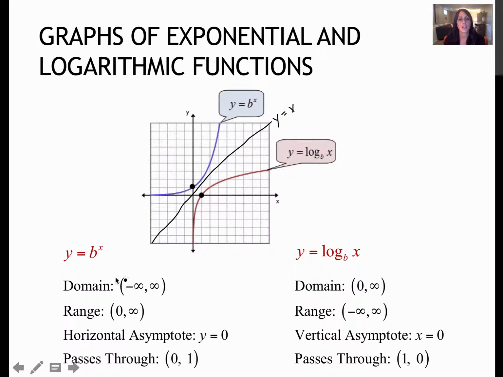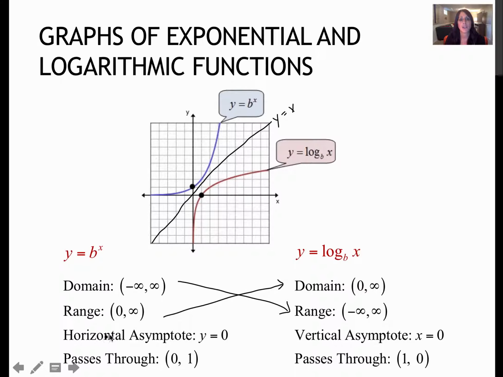The first one, the exponential function, has a domain of negative infinity to positive infinity. Notice that the range of my logarithmic function matches with that. The range of my first function is from 0 to infinity, so that's the y values from 0 on up. The domain of my other function mirrors that. So here, notice we didn't have anything on the left side of the y-axis.